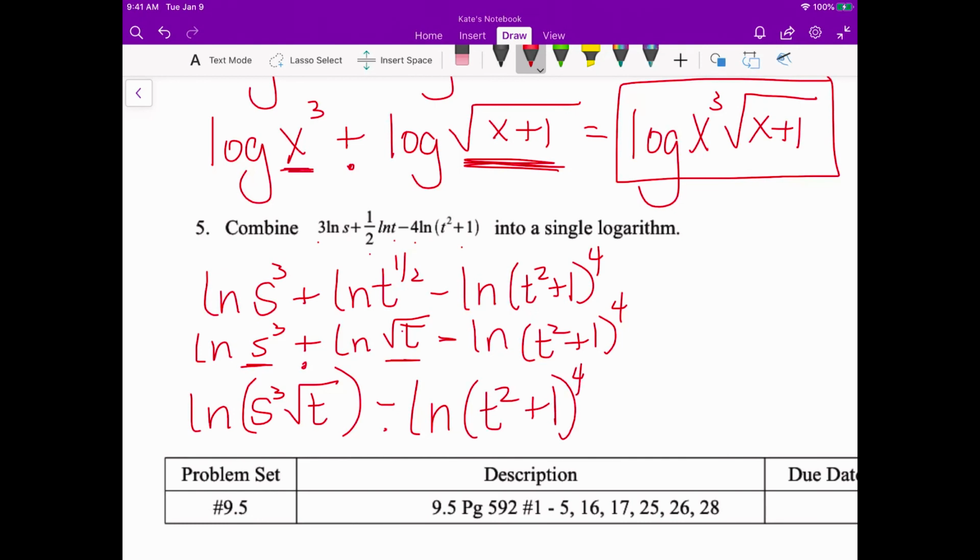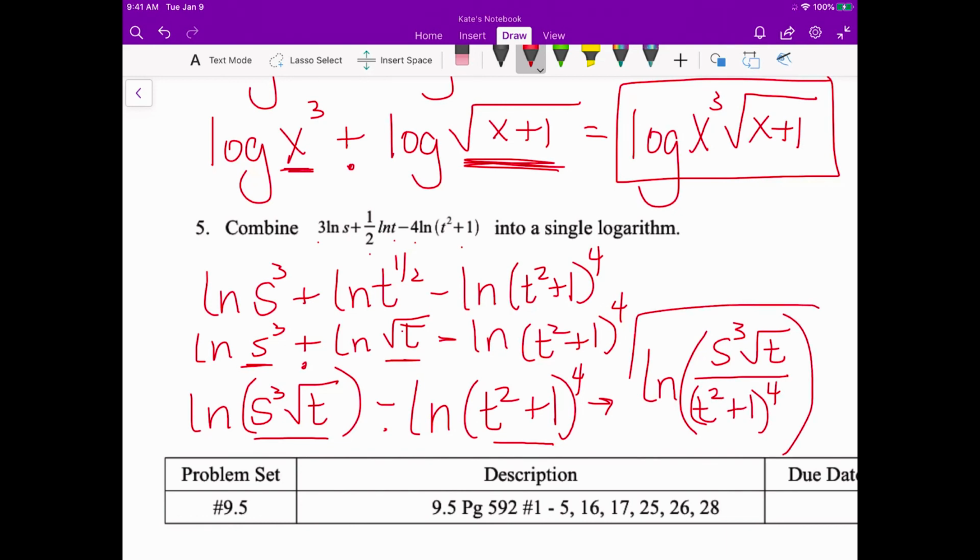Now, because I am subtracting, to condense these to a single logarithm, I'm going to divide what comes first, s to the third times the square root of t, by what comes second, t squared plus 1 to the 4th. So this will become the natural log of s to the third times the square root of t over t squared plus 1 to the 4th. And then this is my final answer. Note that my final answer has just a single logarithm of one thing.